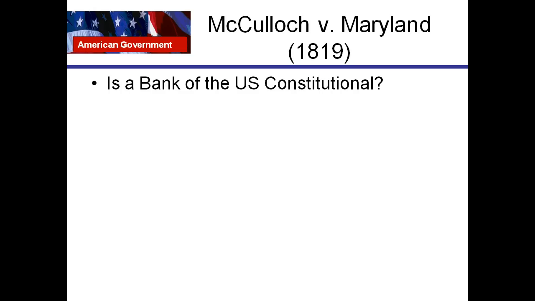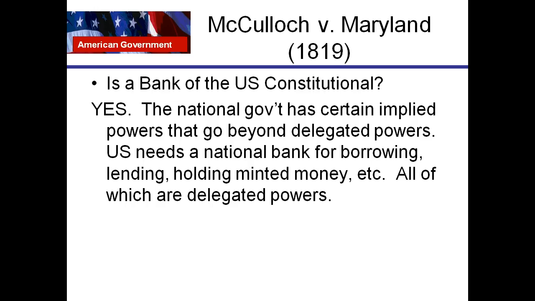So, is a Bank of the United States constitutional? This was the question addressed in McCulloch versus Maryland. And ultimately, John Marshall, under the Marshall Court, answered yes. So the national government has certain implied powers that go beyond delegated powers. The United States needs a national bank for borrowing, lending, holding minted money, etc., all of which are delegated powers. So, according to McCulloch versus Maryland, the ability to set up a national bank is an implied power based on the delegated powers that were given to the Congress to borrow and to coin money.